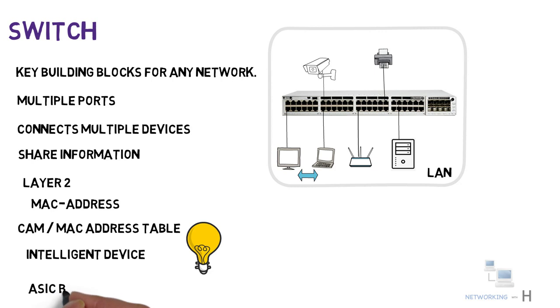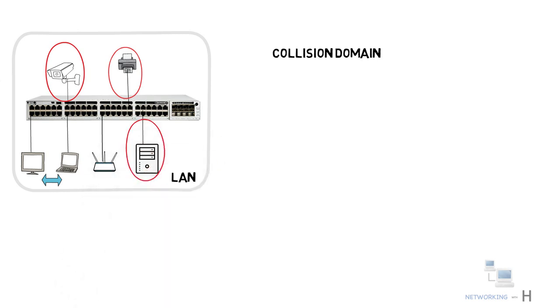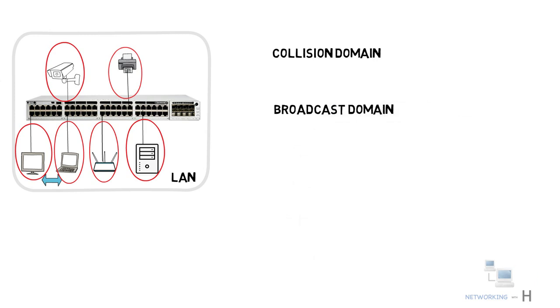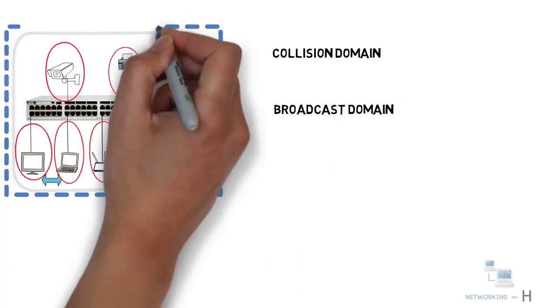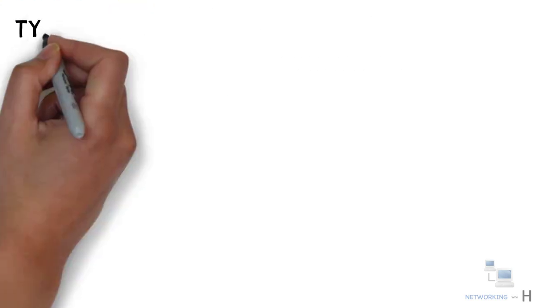Switches are ASIC based. ASIC stands for Application Specific Integrated Circuit. This feature helps the switch to make the switching decisions very quickly. Every port on a switch is in a different collision domain. That is, a switch is a collision domain separator. All the ports on a switch are by default in the same broadcast domain. A broadcast domain contains all the devices that can reach each other at the data link layer, that is OSI layer 2, by using broadcast.